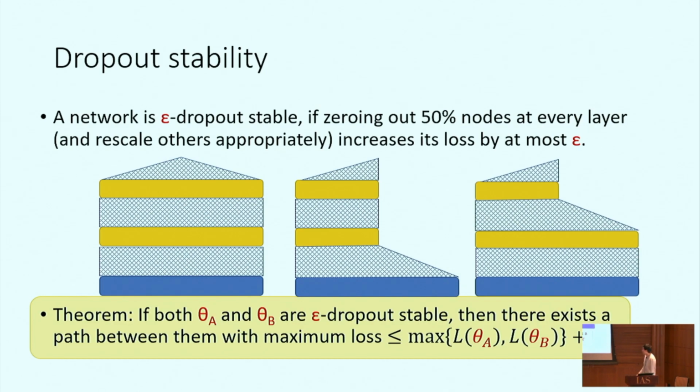So what we are going to show is if we have two neural networks that are both epsilon dropout stable, then we can construct a path between them whose maximum loss is not much larger than the loss of these two endpoints. And the amount of loss here, epsilon, is the same as the parameter in the dropout stable question. Yes, you can choose half of the neurons to drop out.